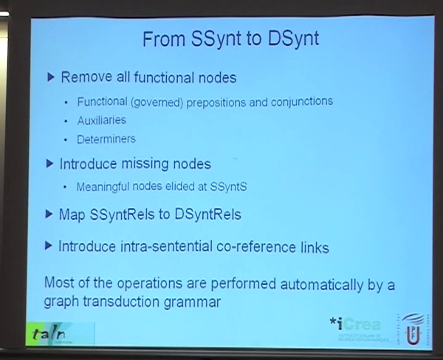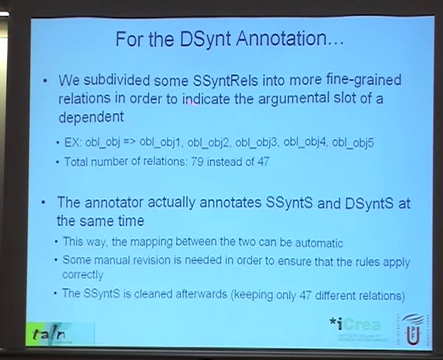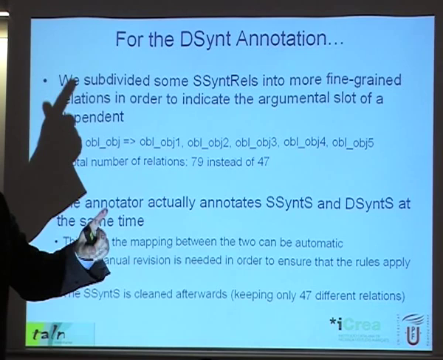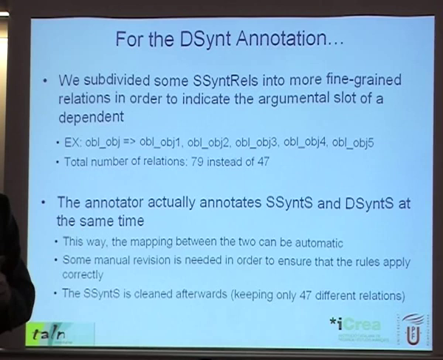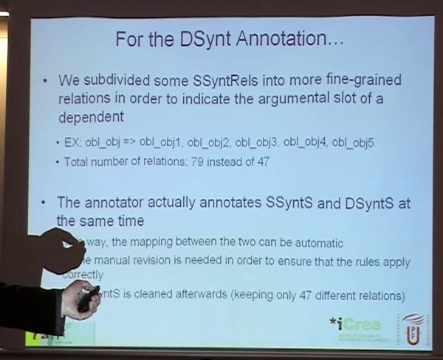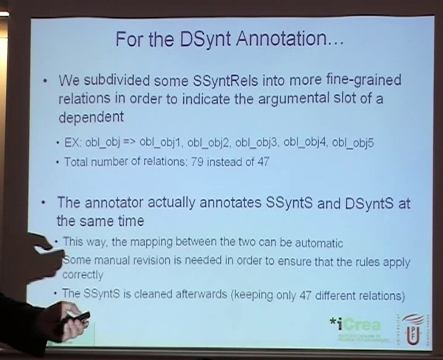And okay, we get this, but to obtain a higher accuracy, we do a little trick. So here we go back to Igor's original proposal in the surface syntax for English, where he has various types of oblique objects, for example. Now, if we look more closely, oblique object 1, oblique object 2, etc., this is semantics.